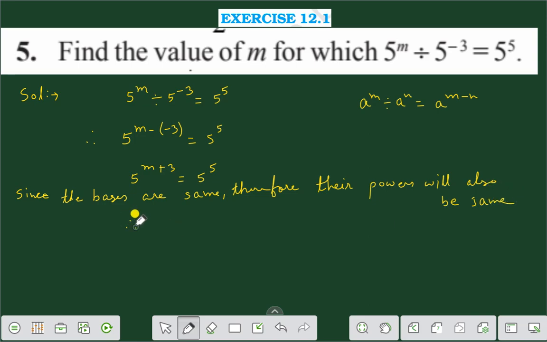Therefore we can write m plus 3 is equal to 5, or m is equal to 5 minus 3, or m is equal to 5 minus 3 is 2, right? Therefore the value of m is equal to 2.